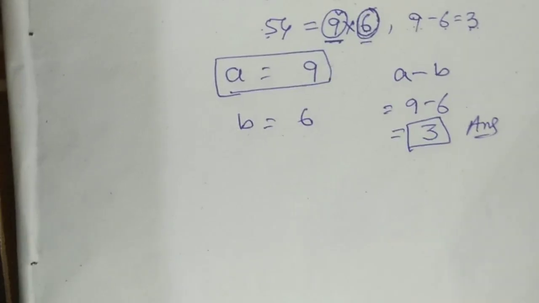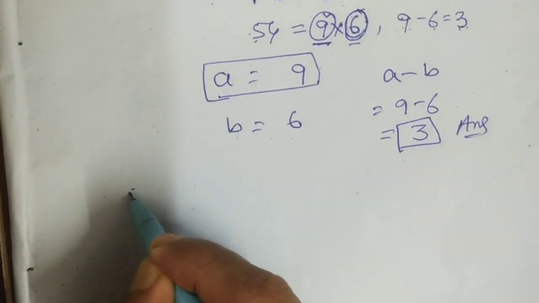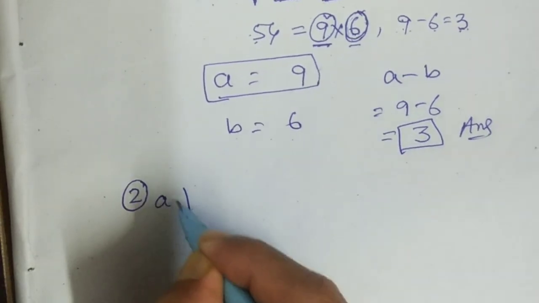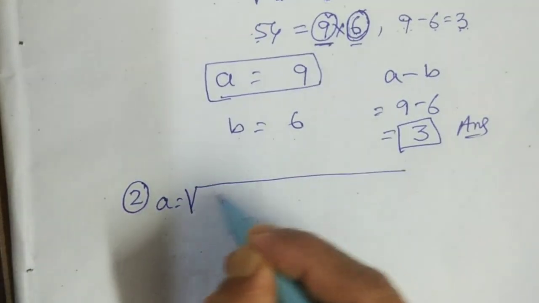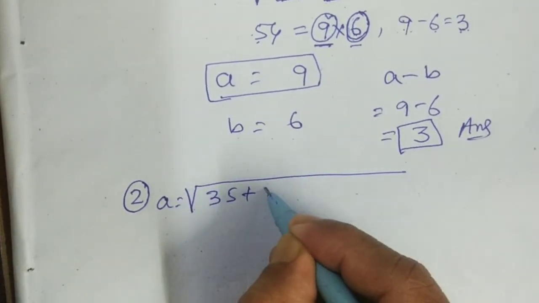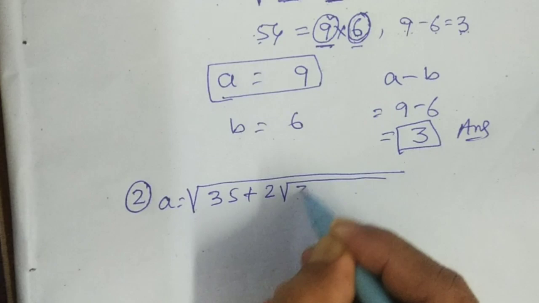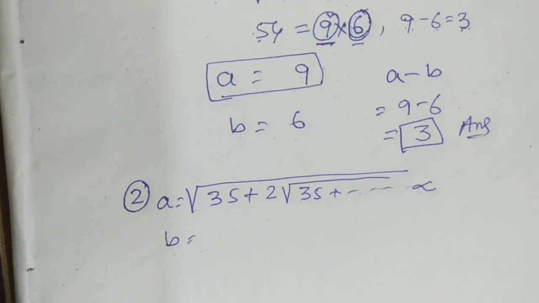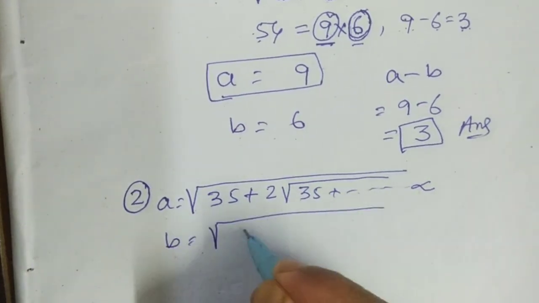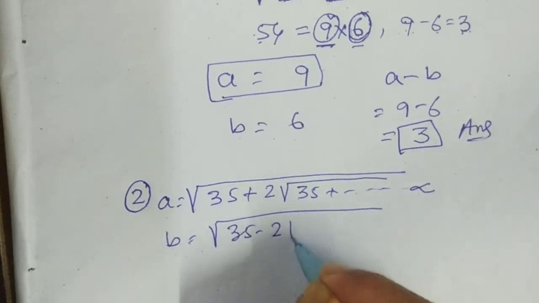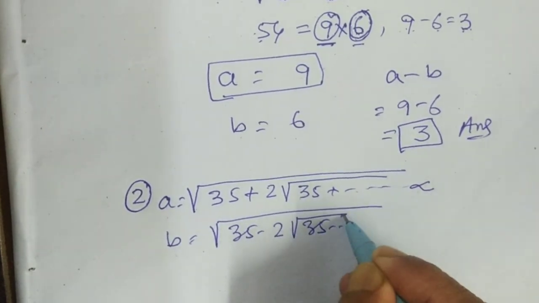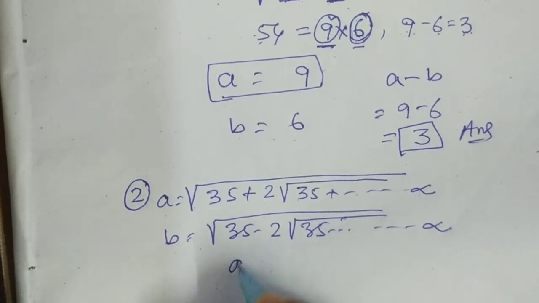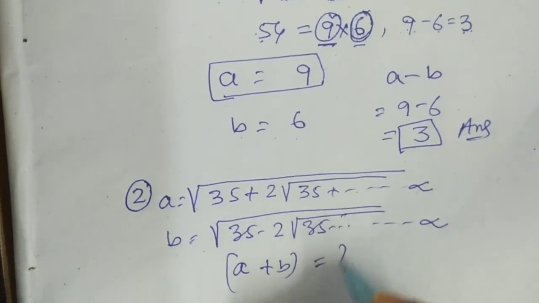Here is the second question. Question 2. Suppose a is equal to root over 35 plus 2 root over 35 plus up to infinite, and b is equal to root over 35 minus 2 root over 35 minus up to infinite. Find the value of a plus b is equal to what?